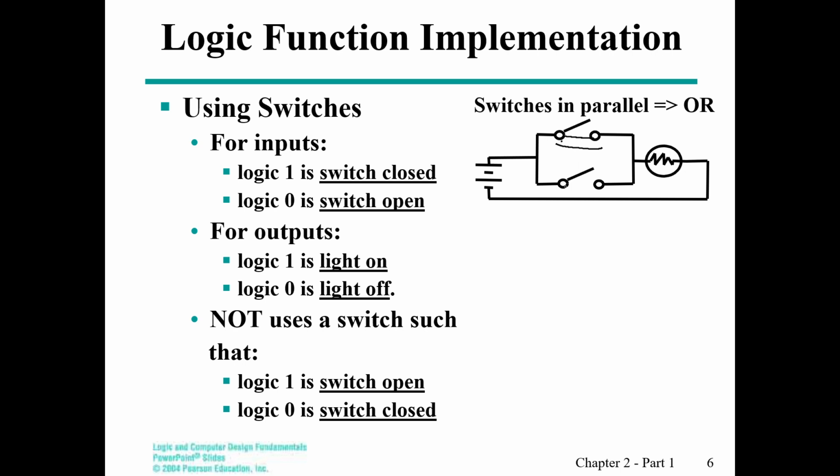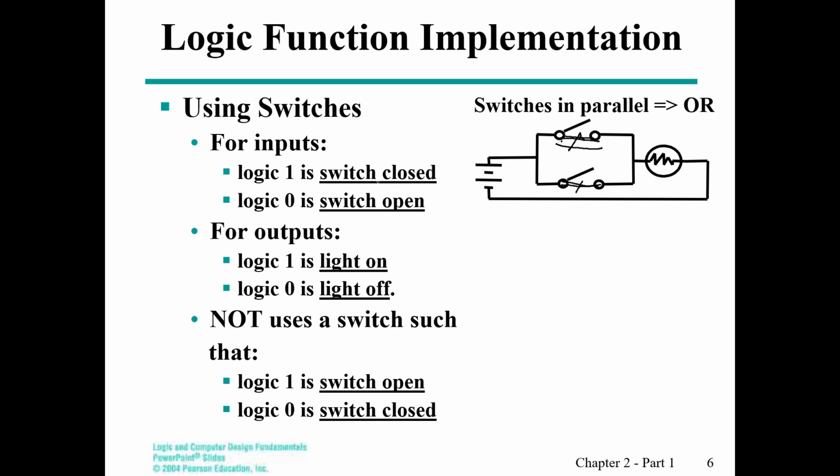If either switch is closed, we will get the voltage at the output. If both the switches are closed also, the output is 1. If both the switches are off, the output is 0.